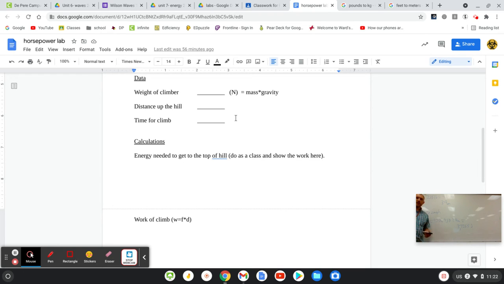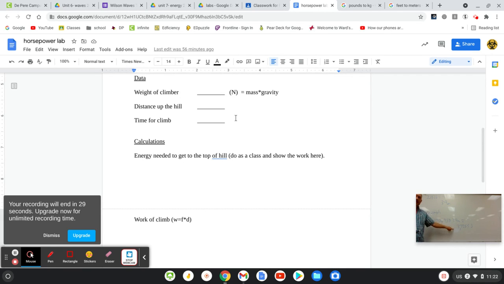So that's why you have to use your own weight if you're actually going to do this for real. Be part of the who has the highest horsepower calculations in class. You have to use your own weight and your own times. If you're just doing it for credit, you can use mine, or you can use your made-up numbers. But either way, you need some sort of energy, the energy it takes to get up that hill.